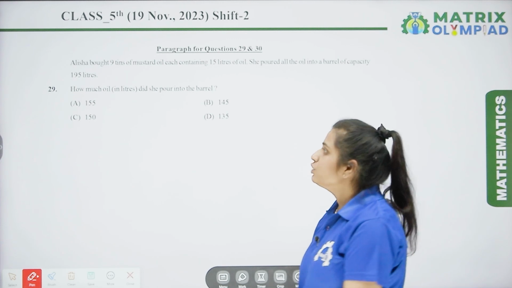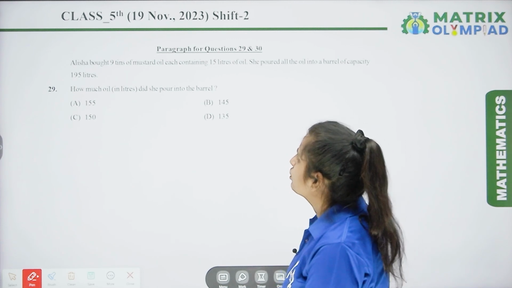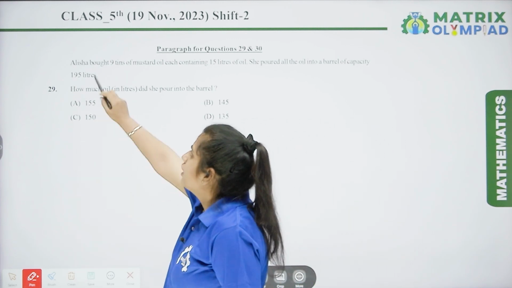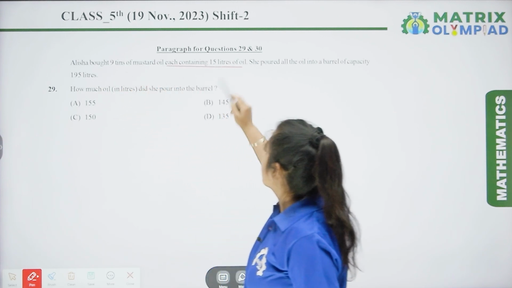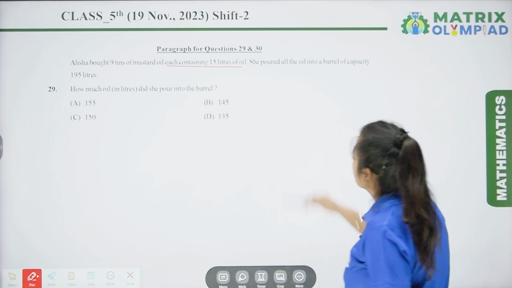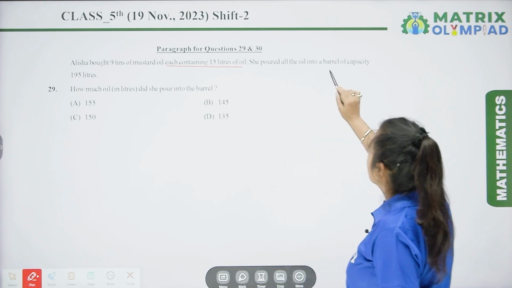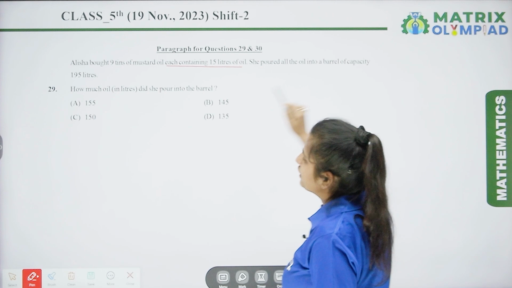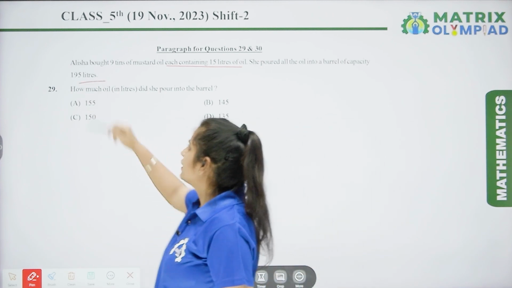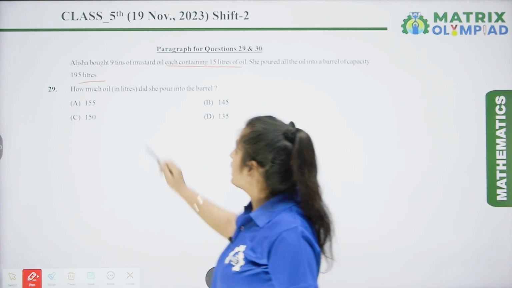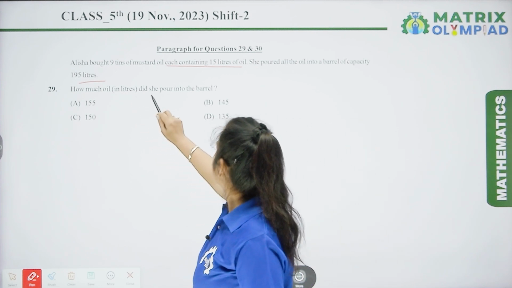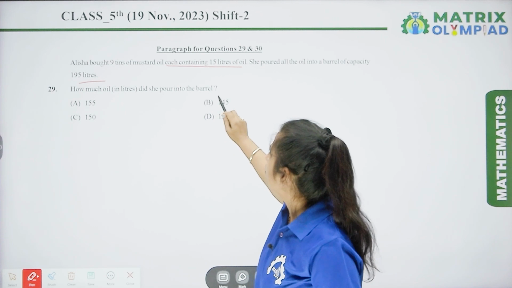Now the next question is question number 29. This is based on the information, that is Alicia bought 9 tins of mustard oil, each containing 15 liters of oil. She poured all the oil into a barrel of capacity 195 liters. So the question is how much oil in liters did she pour into the barrel.